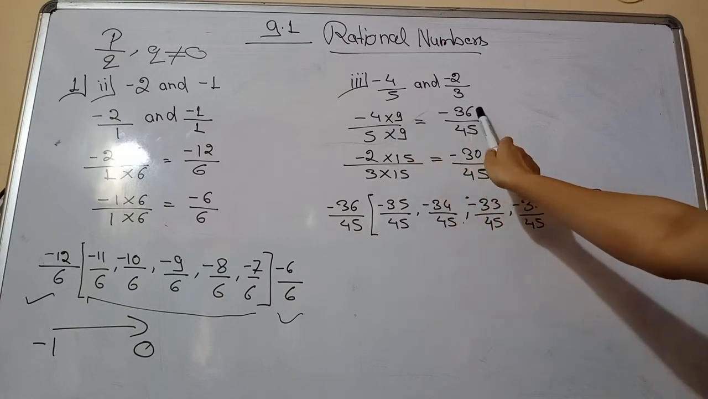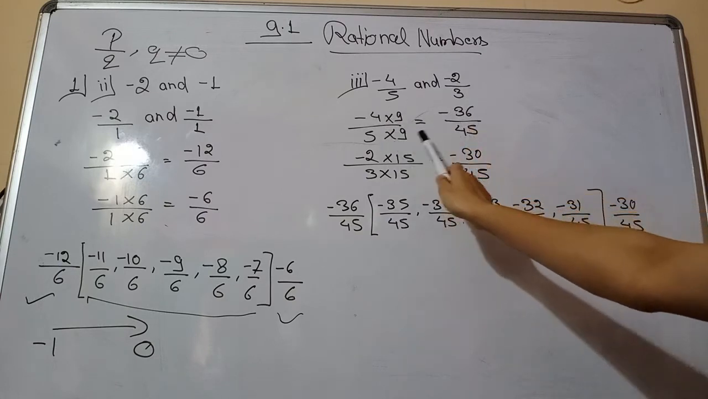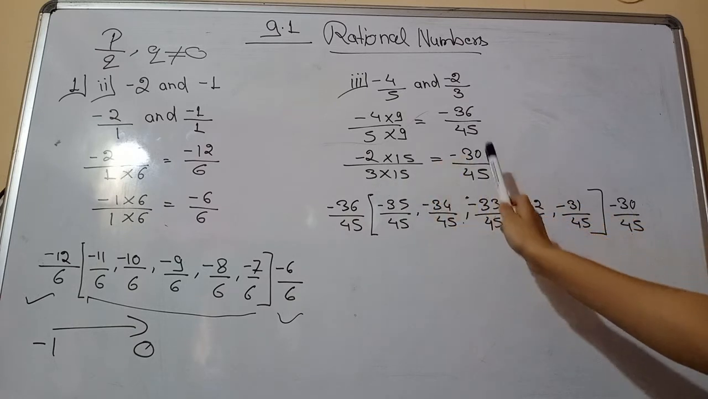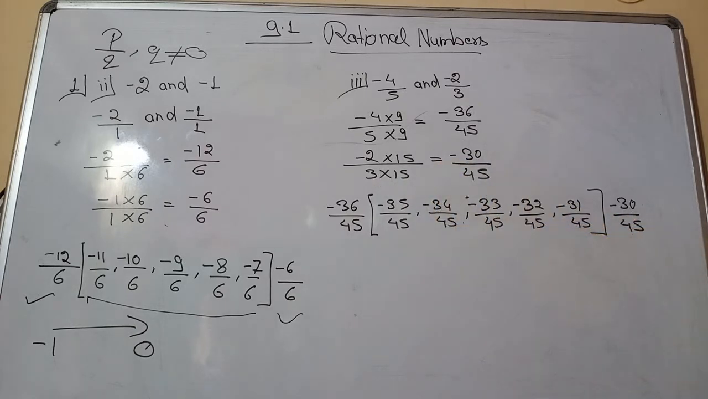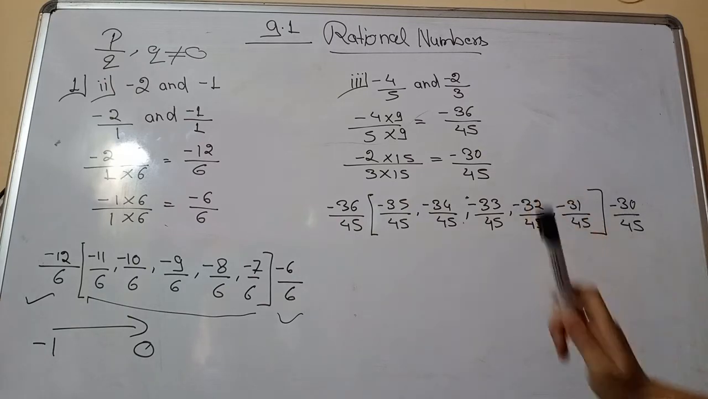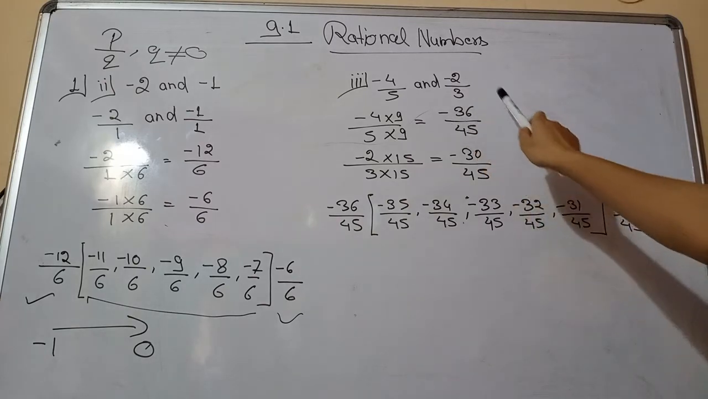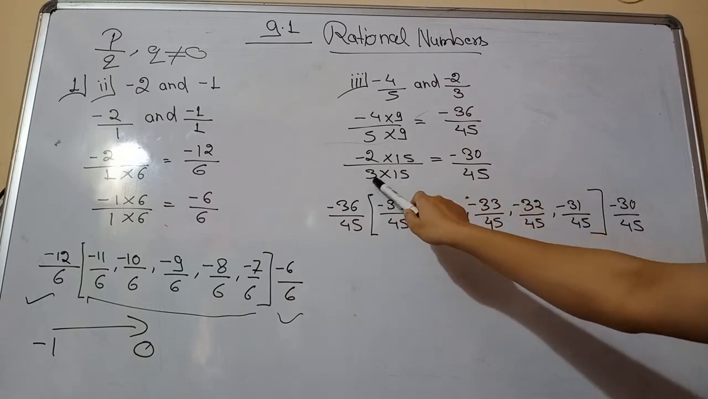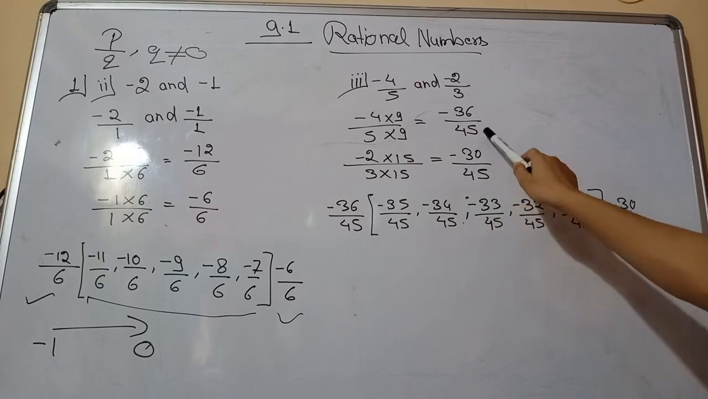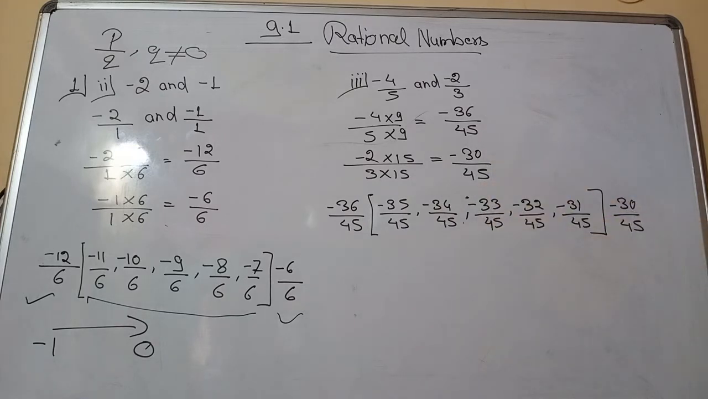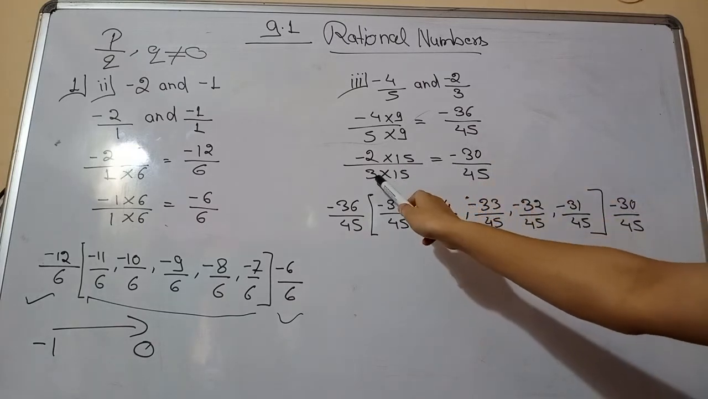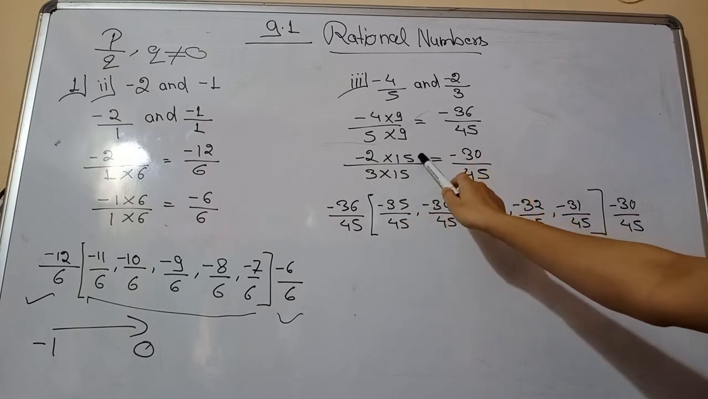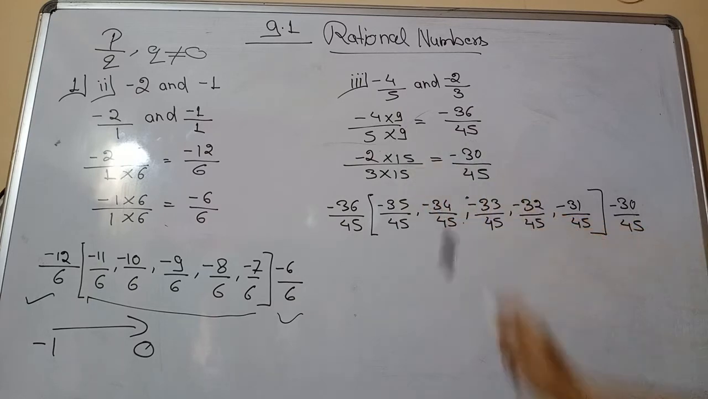So 4 9s are 36, with the minus sign along with that, and 5 9s are 45. Now what should I multiply in 3 to make it 45? We know that 15 multiplied by 3 gives us 45. This means after converting the first rational number, you have to find such a number which, when multiplied with the second denominator, makes the denominator the same as the previous one. So if I multiply 15 in 3, 15 3s are 45, and the same number we have to multiply in the numerator. So 15 2s are 30.